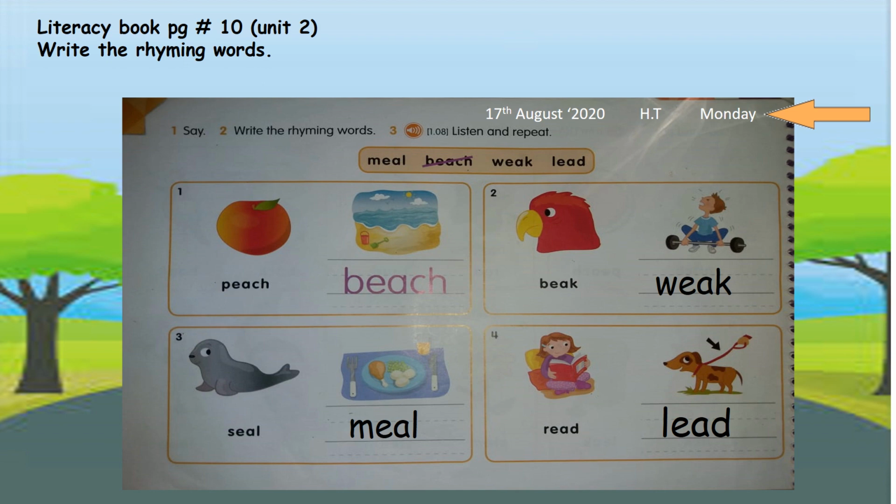Seal. S-E-A-L, seal. Another picture of meal. M-E-A-L, meal. You have to write the spelling of meal in the 4 lines given. Look at number 4 picture. There is a girl holding a book. What is she doing? Read. And another picture of a dog. What do you have to write? Which word is left in the word bank? Lead. L-E-A-D, lead.